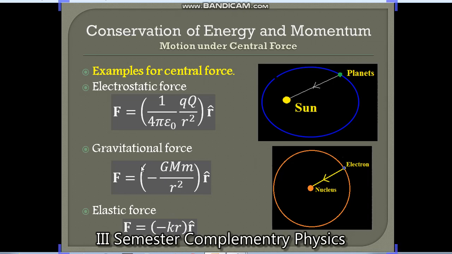We see that in the gravitational force, there is a negative sign, which indicates that the force is always attractive. And here also there is a negative sign, which indicates that the force is always directed towards the equilibrium position.